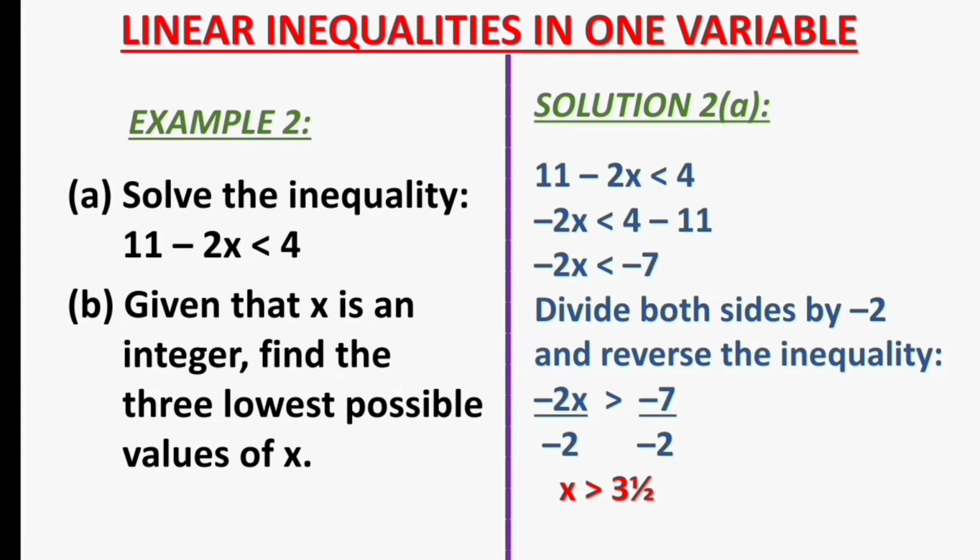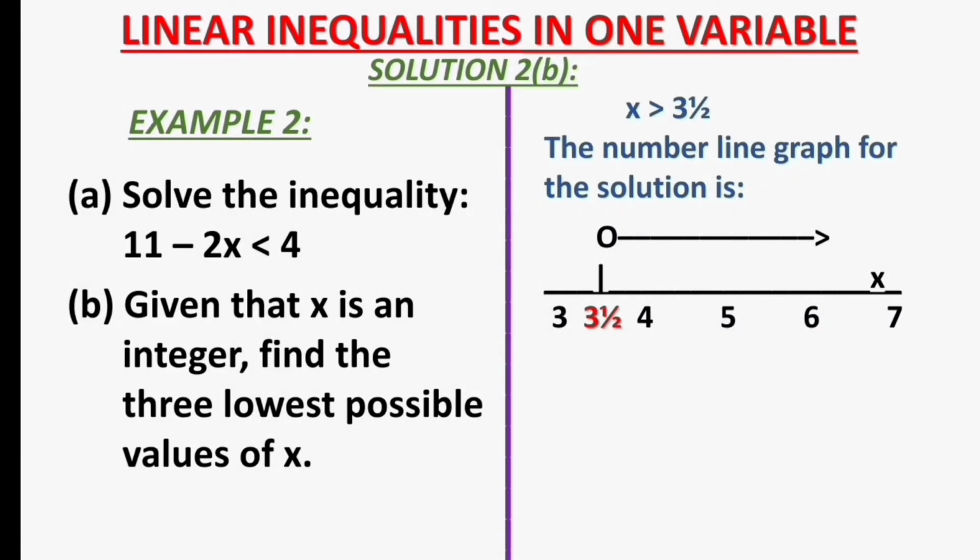Now, if x is greater than 3.5 and x is an integer or a whole number, what will be the 3 lowest possible values of x in question 2b? Let's see if you got that right. The number line graph for the solution of the inequality, which is x > 3.5, should involve an empty ring on the point 3.5 and an arrow pointing to the right on the line x.